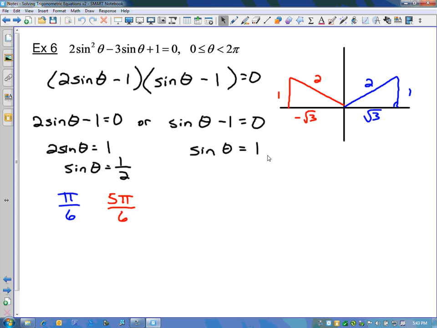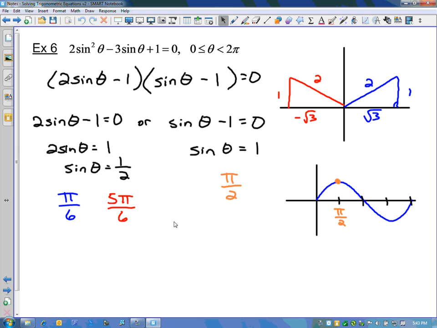For the other equation, this is a quadrantal value. So I think it's easier to visualize those using the graph rather than the triangles. So if we think about the graph of sine, the first cycle of the graph of sine, the question is where is sine equal to 1? Well, that equals 1 at the top here, and that's at pi over 2. So pi over 2 would be the value for this equation.